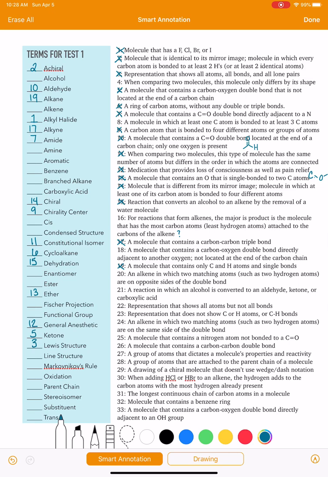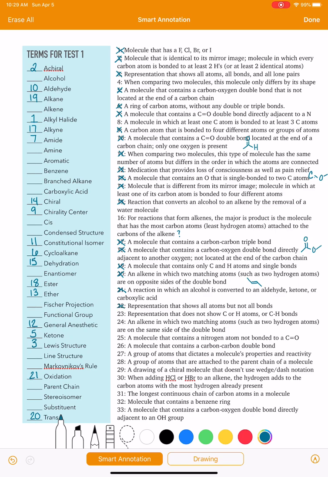A molecule that contains a carbon-oxygen double bond directly adjacent to another oxygen, not at the end of the carbon chain. That is an ester. 20, an alkene in which 2 matching atoms are on opposite sides of the double bond. That is trans. 21, a reaction in which an alcohol is converted to an aldehyde, ketone, or carboxylic acid. That's the oxidation reaction.